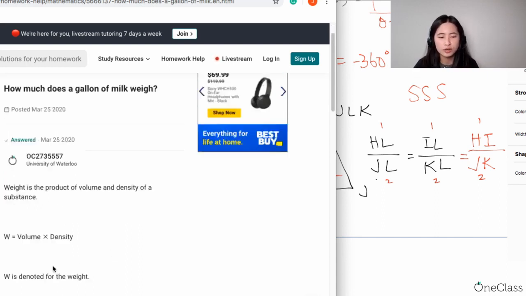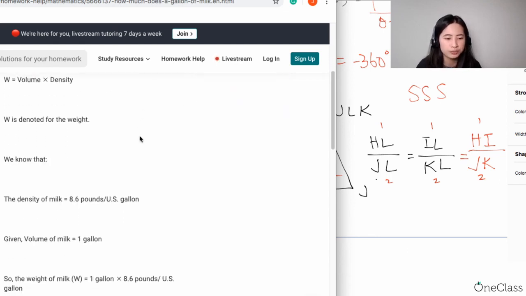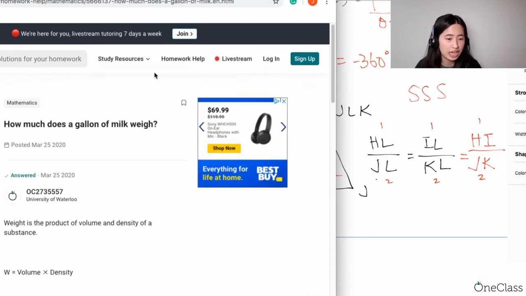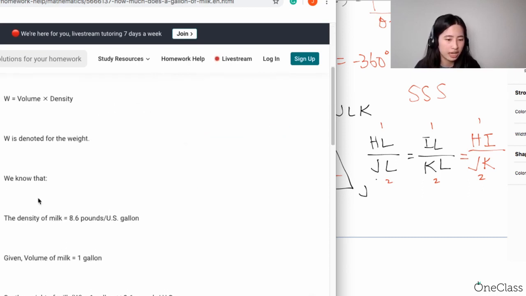right? So first of all, if you recall, what is the unit for density and how did they come up with this formula? Also, we actually need the units for gallons. Apparently they're saying that the density that we're going to be using is 8.6 pounds per US gallon, right?